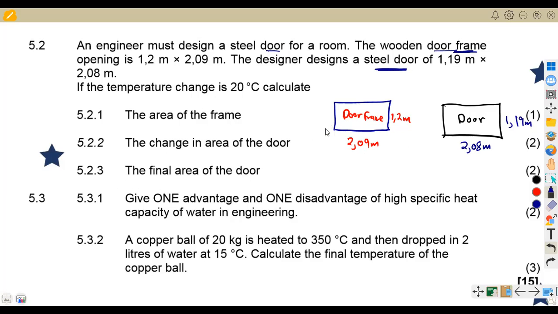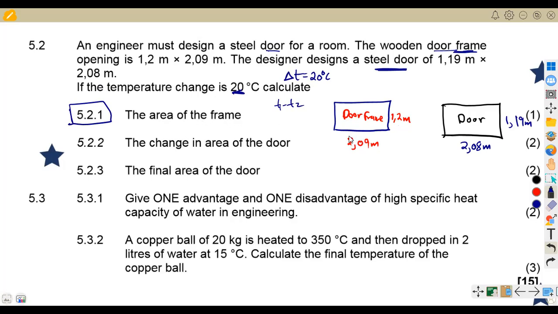Okay, so these are two different things. If the temperature change is 20 degrees Celsius, so we're given the temperature change, which means we are given the value of T1 minus T2, that's the temperature change. Okay, so the first question on 5.21 was to calculate the area of the frame.